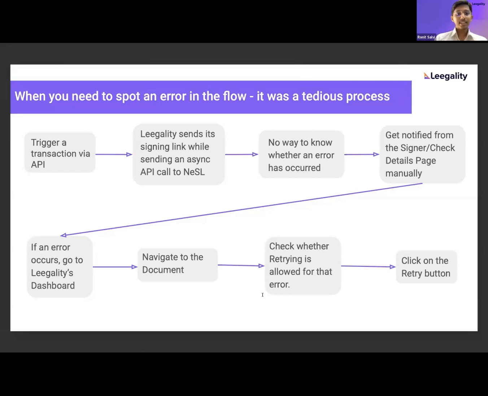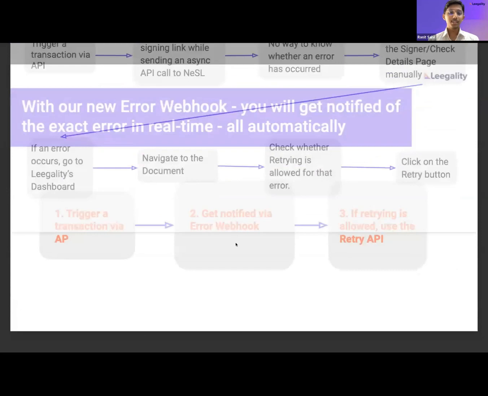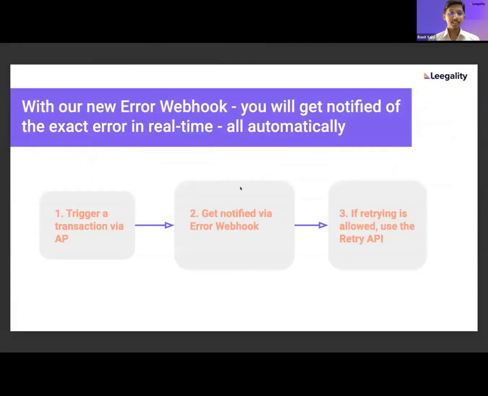Previously, if you received an error in a transaction, there were two ways to know whether an error has occurred, both involving a manual leg. One way was to get notified from the signer that they aren't able to move ahead with signing. And the other way was to check the details page for each document to find out if an error has occurred. So as you can see, this was the current TDS process, which was an 8-step process.